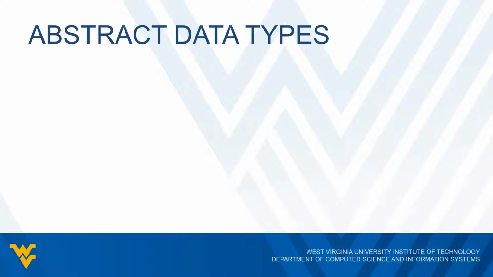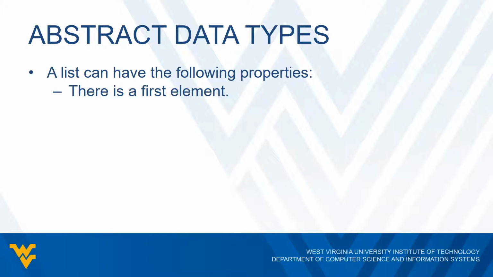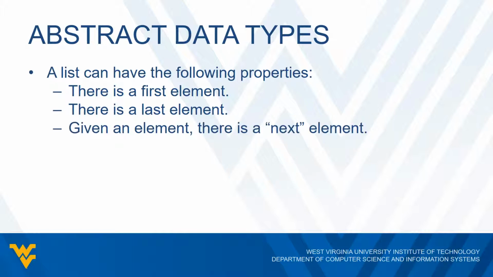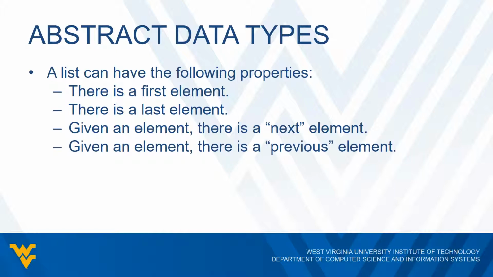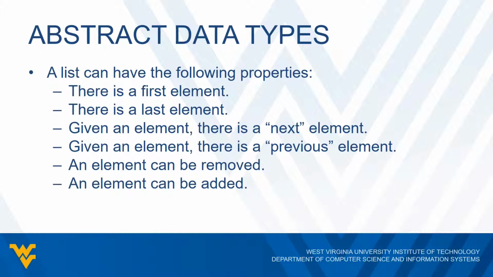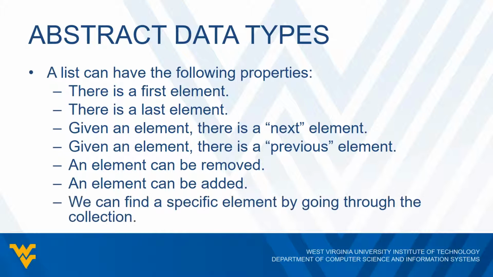So what are some of the properties that a list can have? Well, there's going to be a first element. There's going to be a last element in the list. If we're given a particular element, and we're not talking about the last one, there's going to be a next element, an element that comes next. If we're given some element, assuming we're not talking about the first, then there's going to be some element that comes before it, or some previous element. We're allowed to remove an element from the list. We're allowed to add elements to a list. And if we need to find a specific element, we can go through the entire collection.